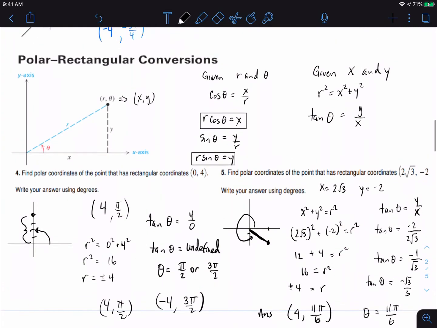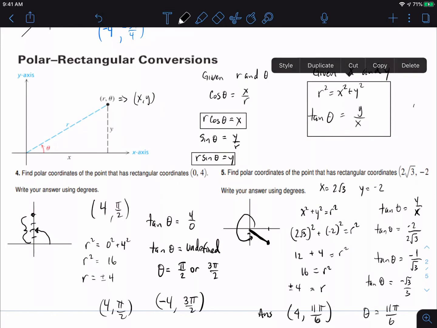Yes. So you can see here, if you're given x and y, that's the two formulas that you're going to use to solve for your radius and to solve for your angle. Okay? And then the other two boxed equations are what you're going to use if you're given the r and the theta. Does that make sense? Awesome. Good, good, good.